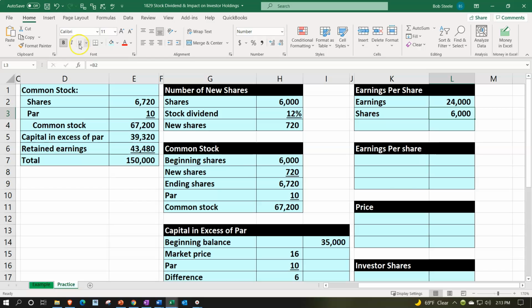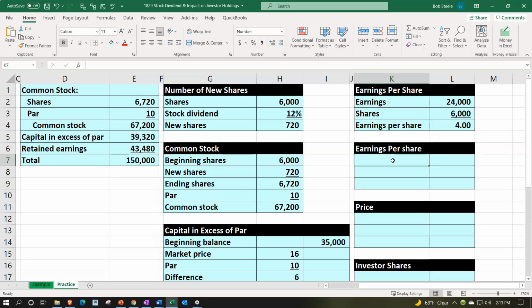We're going to go to the font group and underline. This is going to give us our earnings per share. This is going to be equal to the 24,000 divided by the 6. I think that's even, but let's add some pennies anyways. Number group, add a couple pennies. Then what happens once we have the stock dividend? Well, now we have more shares. The earnings are going to remain the same. There's going to be a decrease in the earnings per share. However, if you think about it from an individual investor standpoint, they should have more shares.